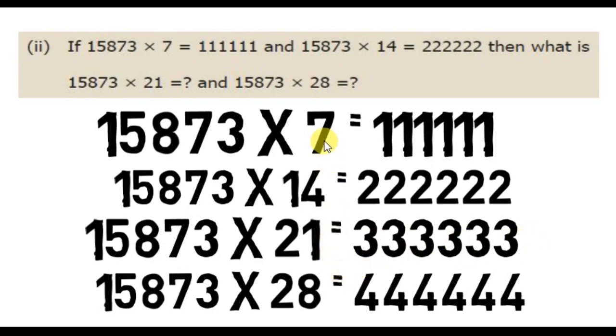Next, 7 fours are 28, so we write six fours here. The pattern followed here is that if you multiply this number with 7, we get the same digit repeated. If you know the patterns, multiplication is very easy. Multiplying by 7 means I am following the 7th table: 7, 14, 21, 28. So the numbers coming are 7 ones, 7 twos, 7 threes, 7 fours. This is the pattern they have followed.